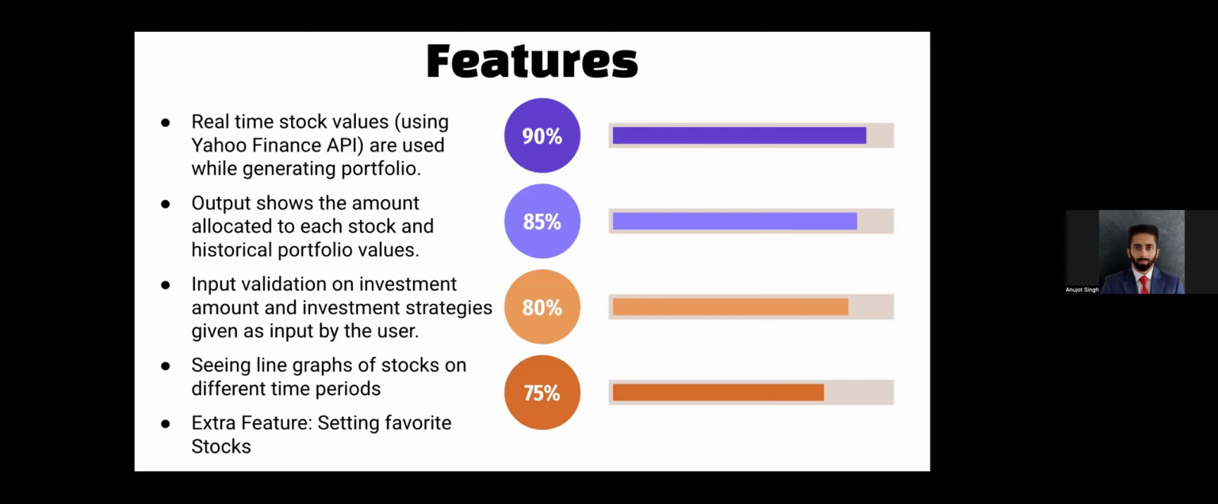Input validation has been applied on the investment amount and the investment strategy given as input by the user. You can also see the line graphs of stocks for different time periods. Some of the time periods that we've done are 1 day, 5 days, a month, a year, and so on.